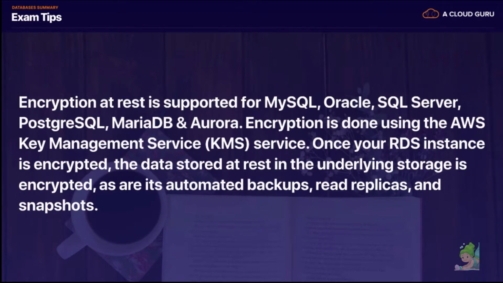Encryption is done using the AWS KMS service, or Key Management Service. And once your RDS instance is encrypted, the data stored at rest in the underlying storage is going to be encrypted, as well as when you do automated backups, read replicas, and snapshots, they're also all going to be encrypted as well.